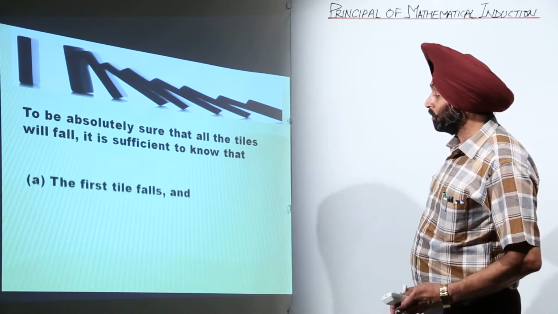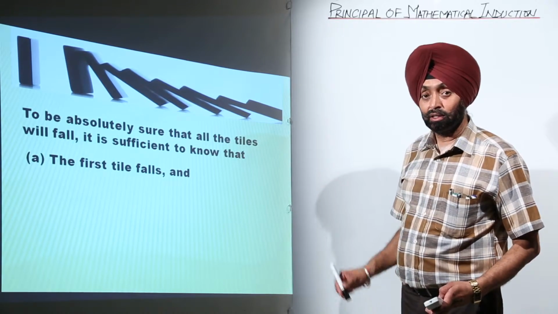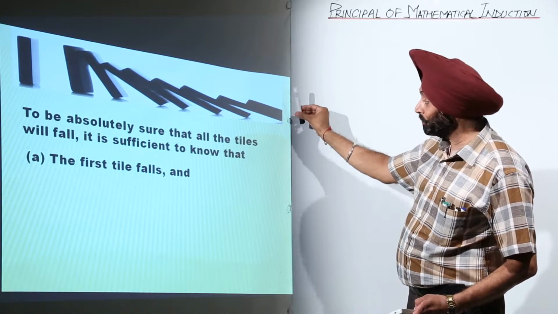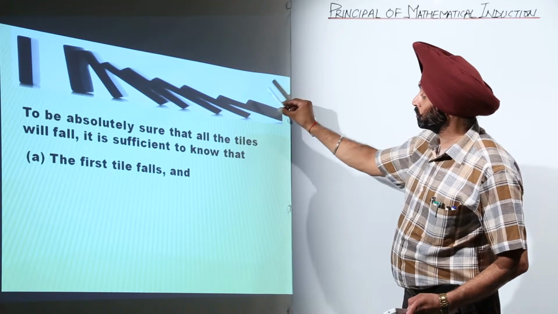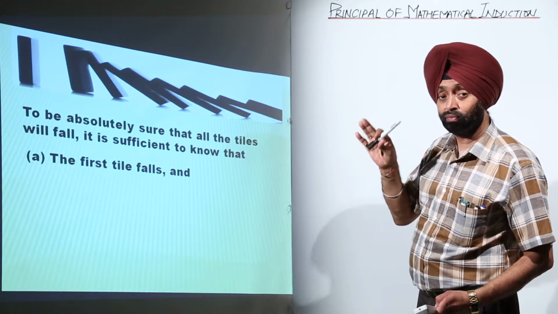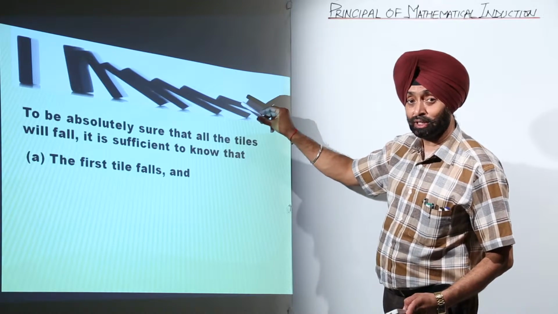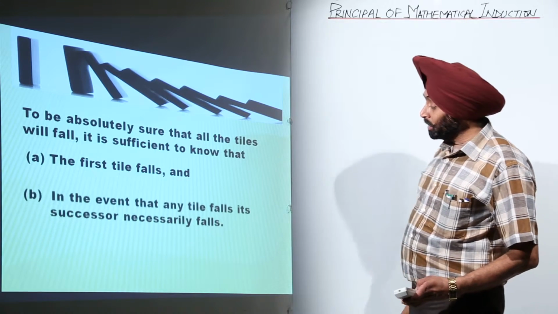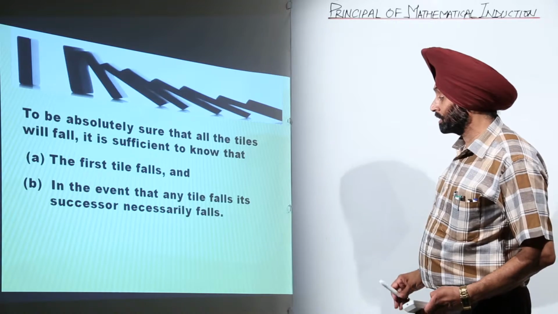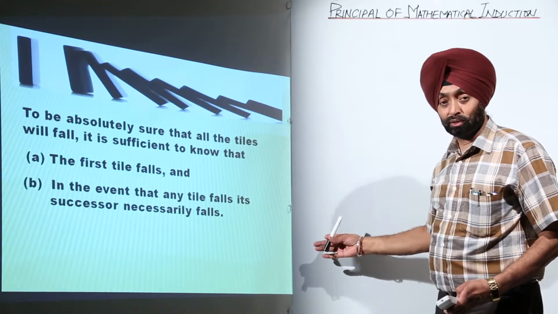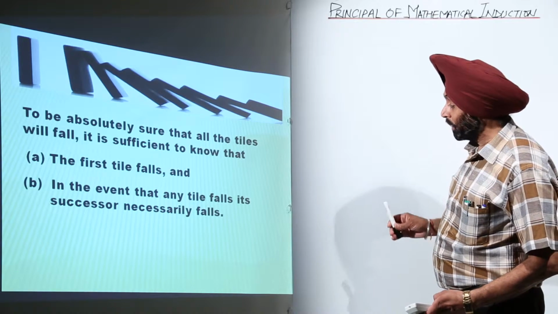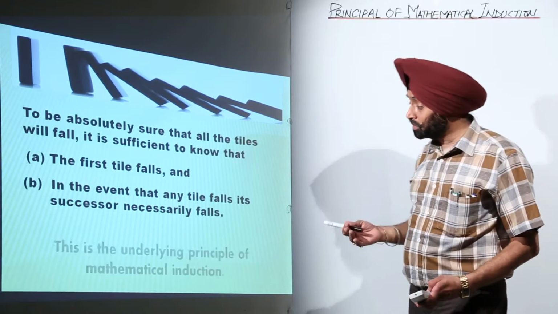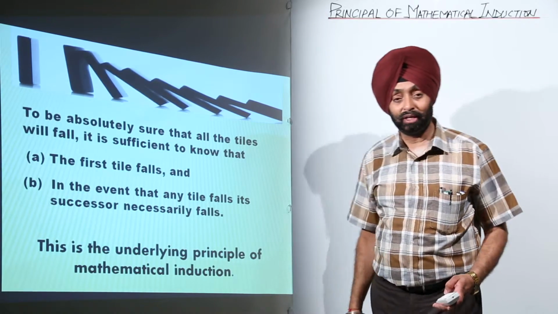Now the condition which arises here, if all the tiles are falling, what is the condition? Number one, the first tile falls, and the first tile means what? Not from that side, first tile means this one. When we push this tile and it falls down, this tile is responsible for only the second tile to fall. The second tile is responsible for the third tile, and like this it goes on. So the first tile falls, and in the event that any tile falls, its successor necessarily falls. This is the condition they have given to us. In the event that any tile falls, its successor necessarily falls. This is the underlying principle of mathematical induction.